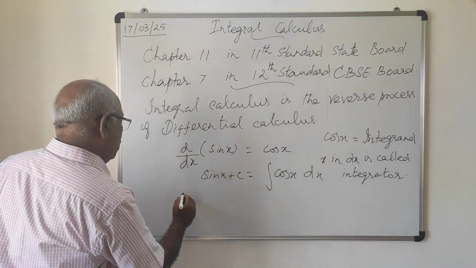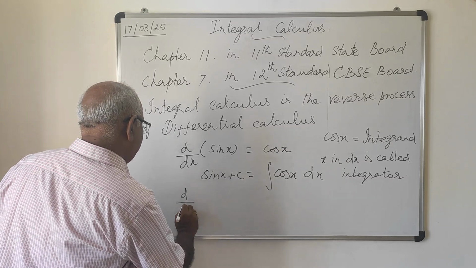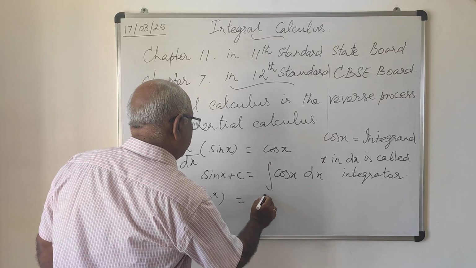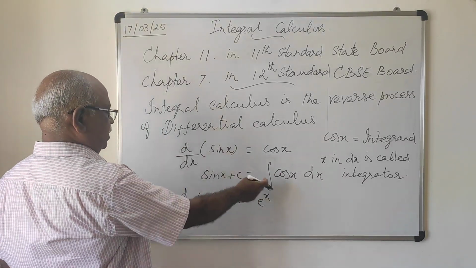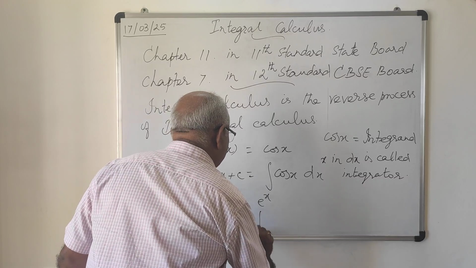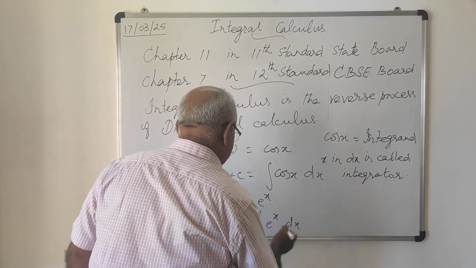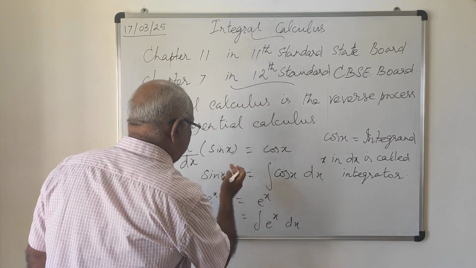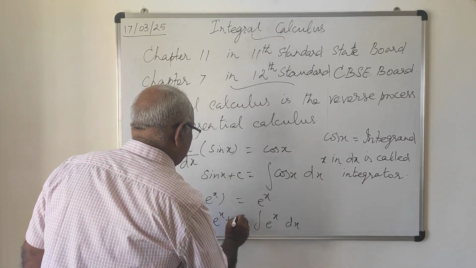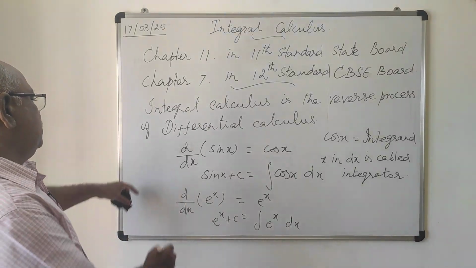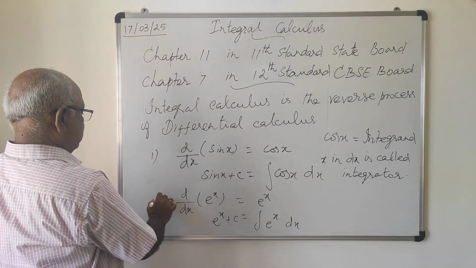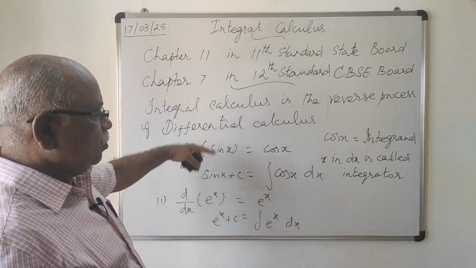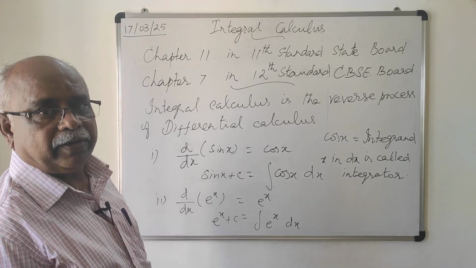Similarly, one more example. You know, d by dx of e power x is e power x only. The derivative of e power x is e power x only. Now, the integral of e power x with respect to x is again e power x. The integral of e power x is also e power x plus some integrating constant c. So, these two are examples for integration. We will give some more results for integration. Okay.